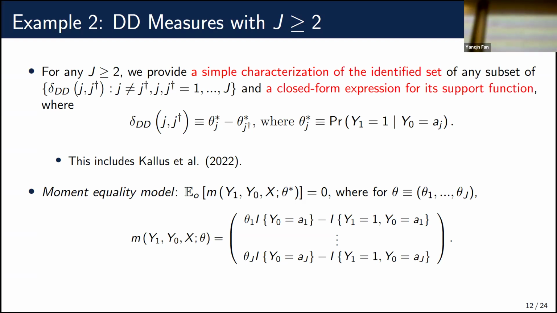Then we apply our general result to this moment function, and that gives us the identified set of theta star. And you may say that, okay, in this example, theta star is not the parameter of interest, but that's fine. The parameter of interest is a simple linear transformation of theta star. So any nice properties of the identified set of theta star will in fact translate into similar properties of the identified set of the DD measure.